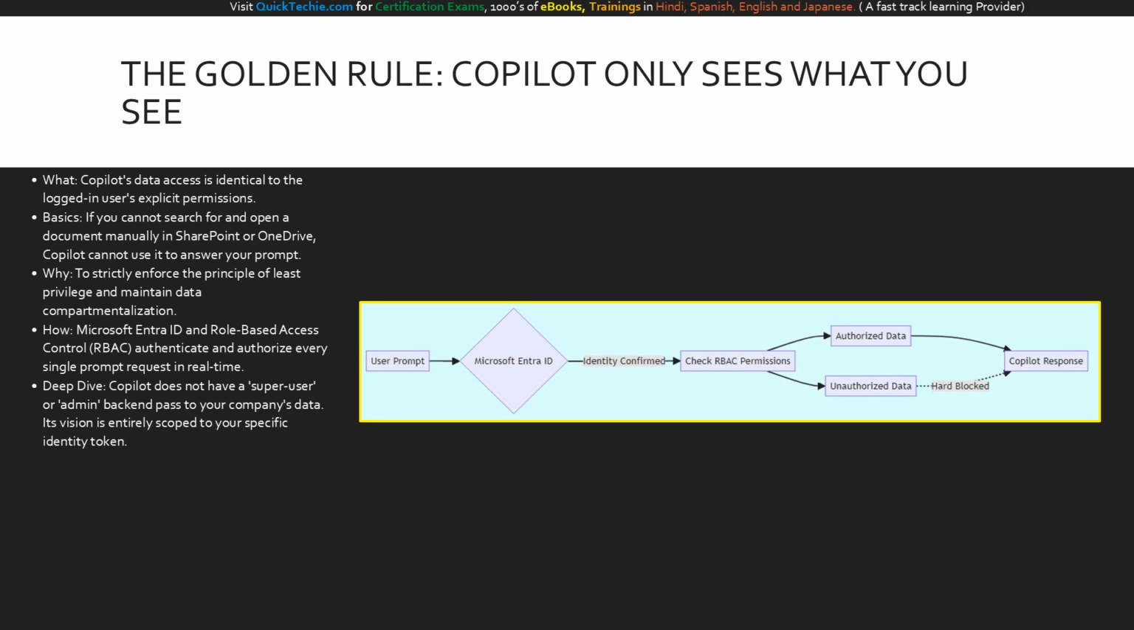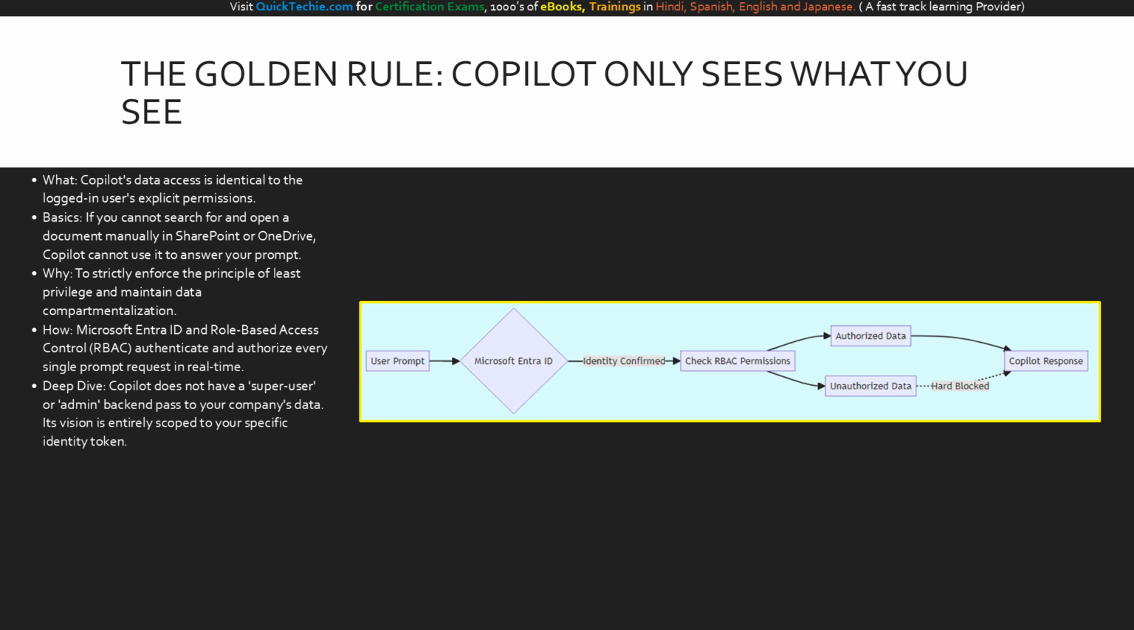If you take one concept away from this training, let it be this golden rule: Copilot only sees what you see. It is that simple, yet incredibly powerful. If you do not have explicit read access to a sensitive HR spreadsheet in SharePoint, Copilot acts as if that file does not exist. Why is this designed this way? To enforce the principle of least privilege. By limiting access to only what is necessary, we prevent accidental sensitive information disclosure.